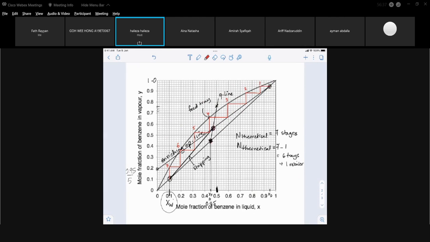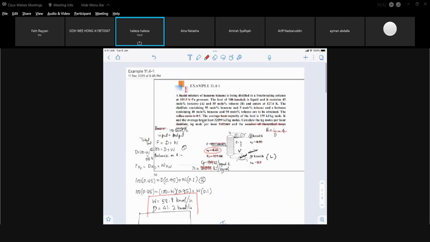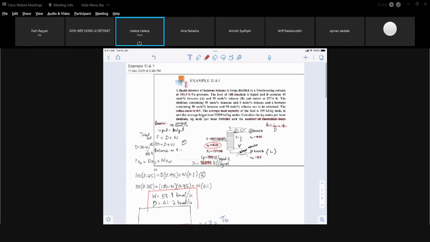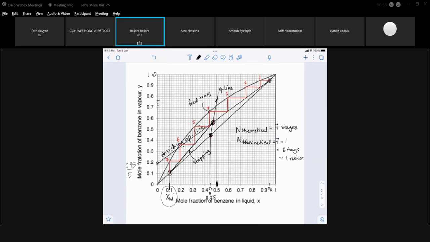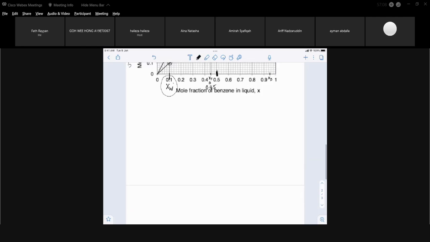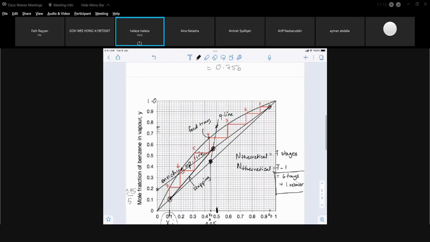So that's example 11.74. Now you already know your number of theoretical trays. The question asked for trays. Your number of theoretical trays based on my graph is only 6, plus 1 reboiler. So you need to write the whole thing plus the reboiler. It should be written as such plus the reboiler. So let's proceed with our lecture.